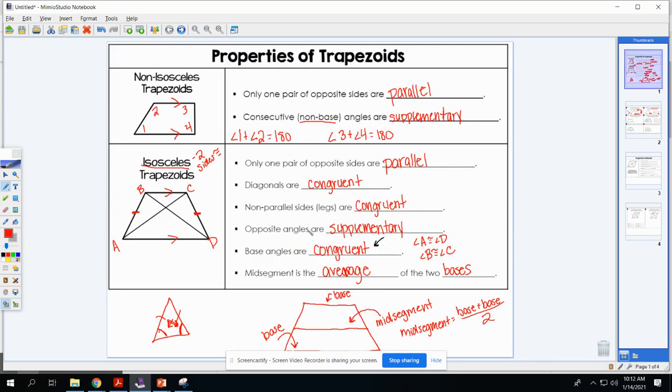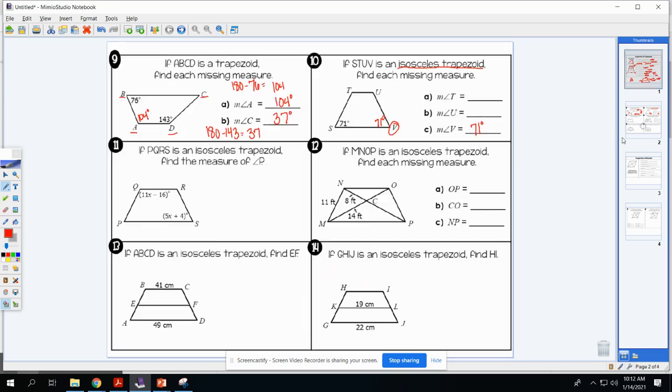Let's go back now and figure out what we know about the opposite angles. Well, the opposite angles here are supplementary. So that means angle V and angle T will add to 180. Same thing goes for angle U and angle S. Those will add to 180. So we could go ahead and do 180 minus 71 here, and that's going to give us 109. So opposite of angle V is angle T, which is 109.